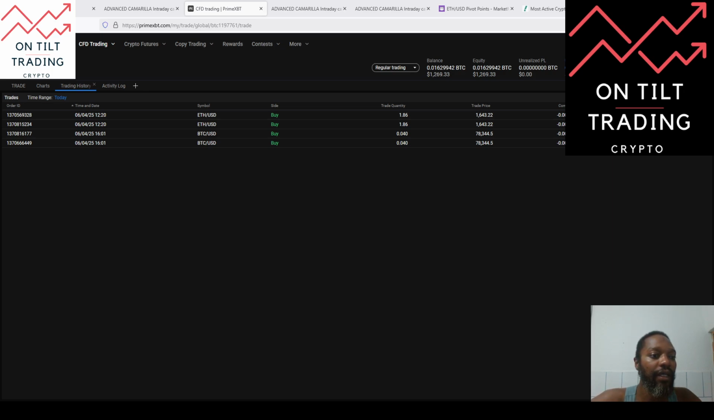So this is the position here at 12:20. We get the buy, 1.86 quantity. So yeah, this was on a total of $35 risk total, and this brought in over $800 just on $35 risk. So very good risk to reward for me for this particular trade.